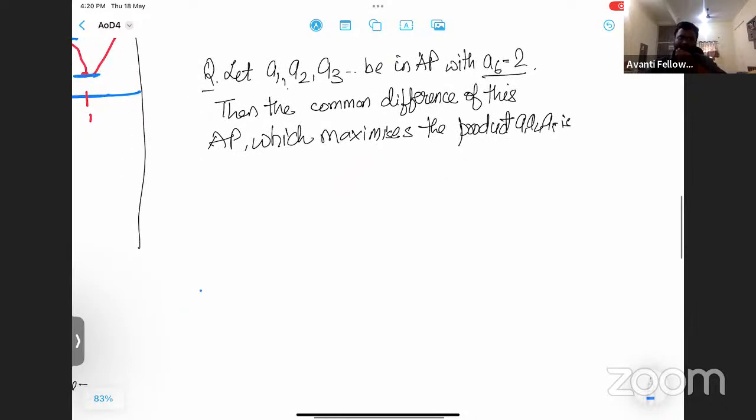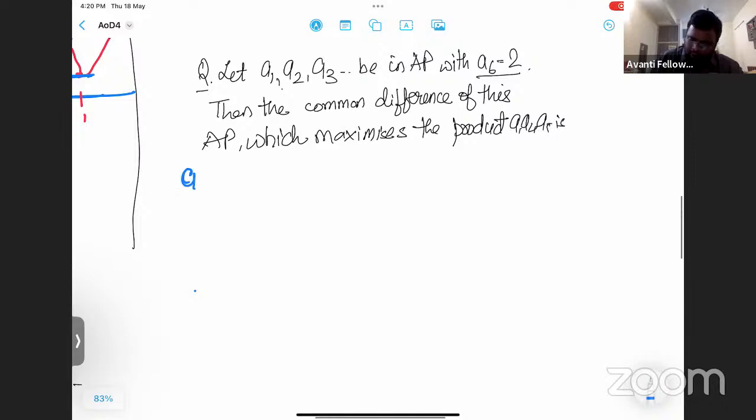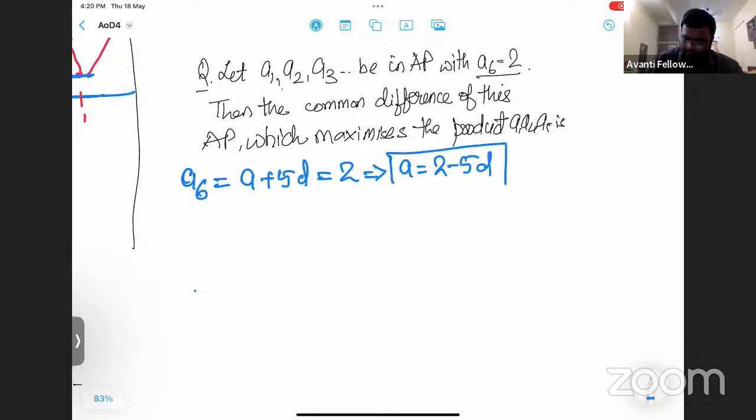Let's take this one. If A1, A2, A3 are in arithmetic progression with A6 equal to 2, then the common difference of this AP which maximizes the product A1, A4, A5 is what we need. Let's say for the AP the first term is A and the common difference is D. So A6 is equal to A plus 5D, given as 2, right? So we'll write A is equal to 2 minus 5D. This is the relation.